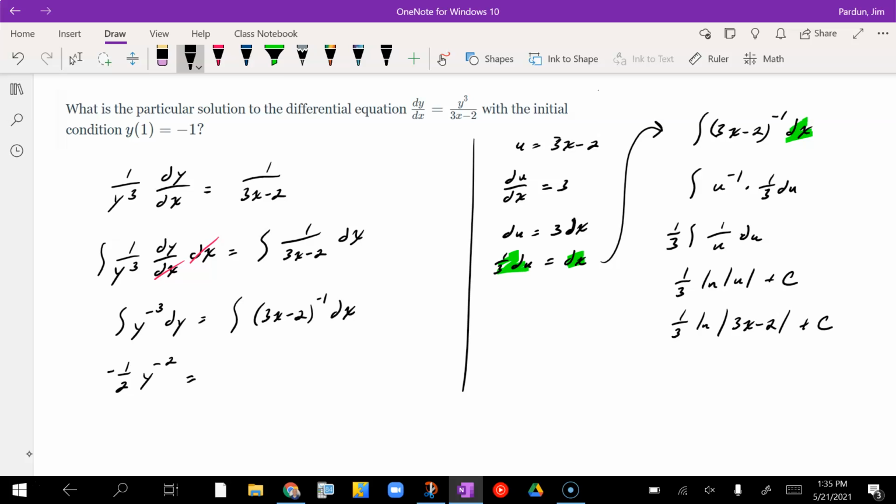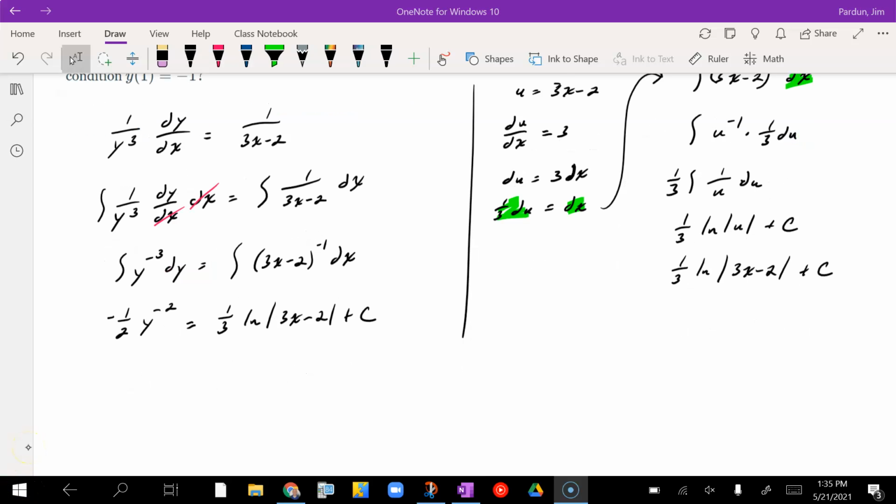And so that's what I put over on the right-hand side of my equation: 1/3 natural log absolute value of 3x minus 2 plus c. So rewriting this and just cleaning it up a bit, I got 1 over 2y squared equals 1/3 natural log of 3x minus 2, plus c. Here's where things went south.